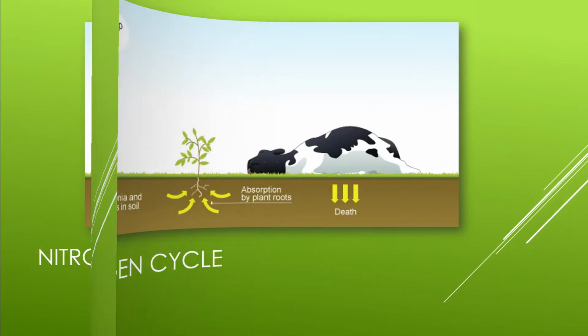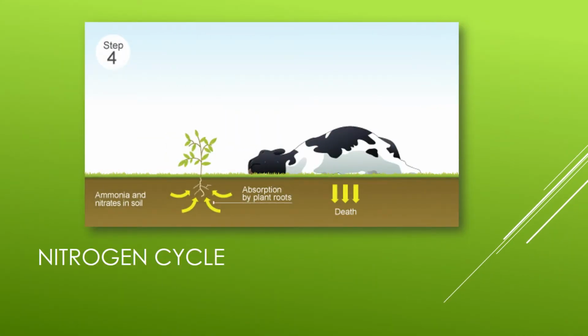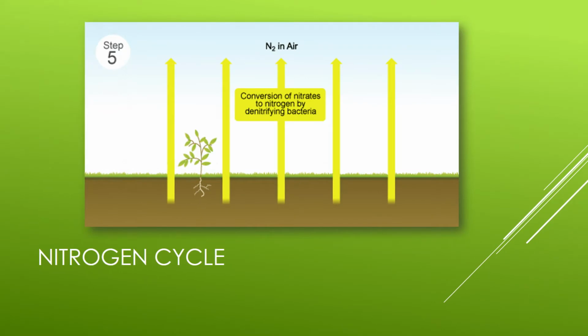After the animals and the plants die, the decomposers will break down the compounds of the organisms and the nitrogen compounds they withheld return to the soil as ammonia. Denitrifying bacteria in the soil then break down the nitrates and return nitrogen into the air. This normally happens in waterlogged soil.